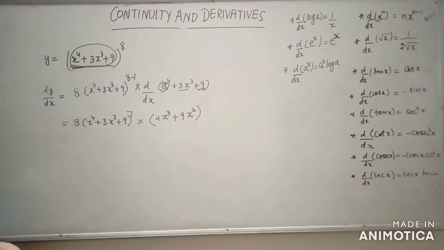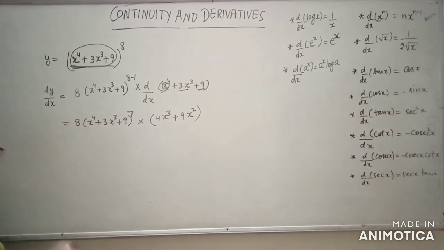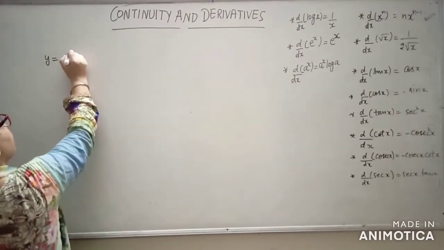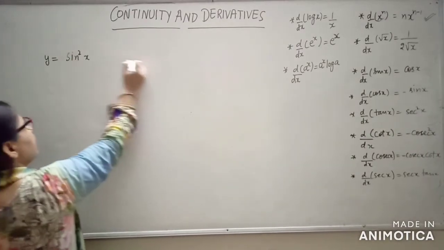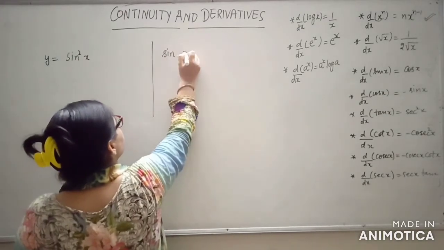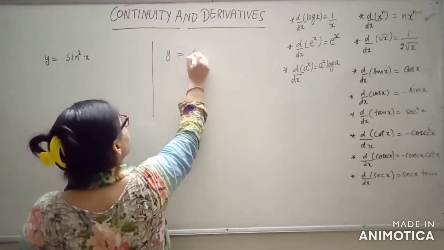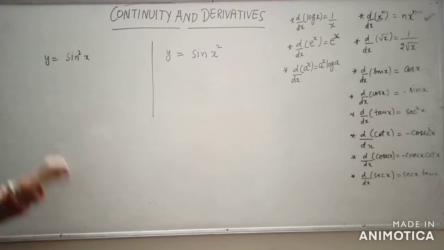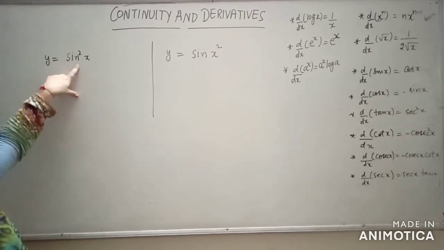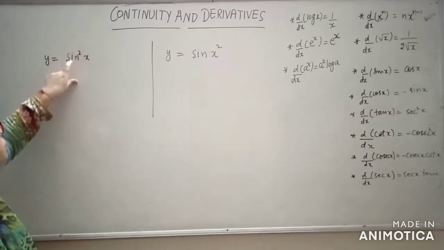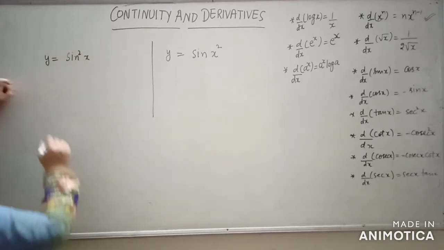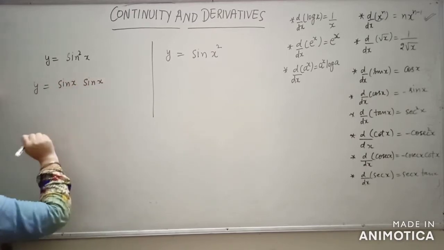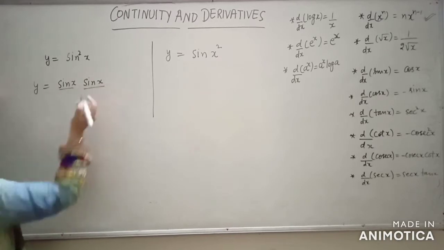Okay, let us try the next equation. Suppose now we have sine square x. One is sine square x, the other one is sine x square. In the other question it is sine x square. First of all, try to understand the difference between these two. Here it is sine square x. What is the meaning of this? It is the square of the sine function. It can be written as sine x into sine x. And here you can apply the product rule also.